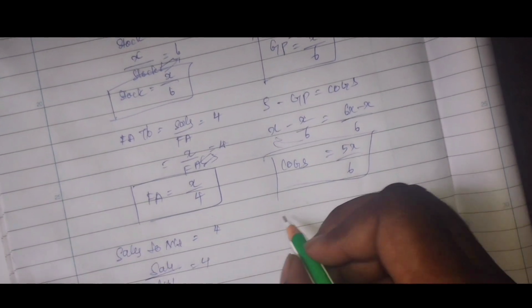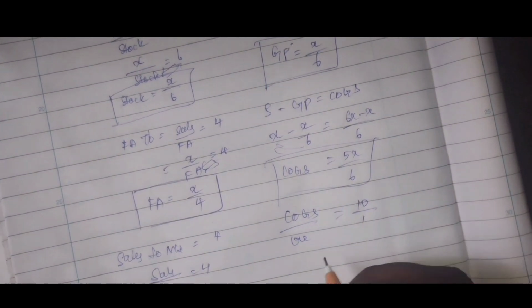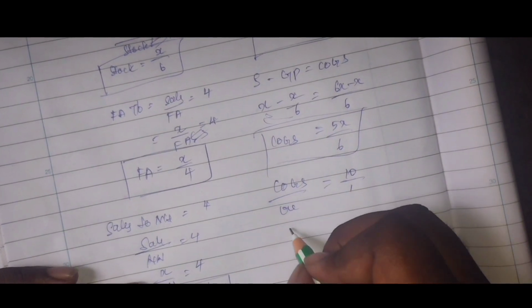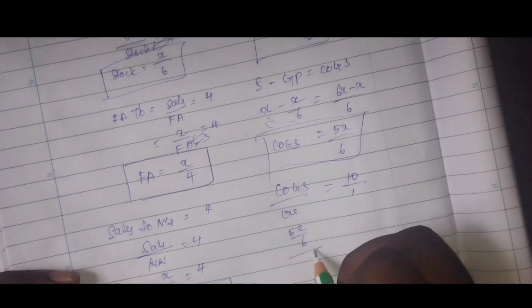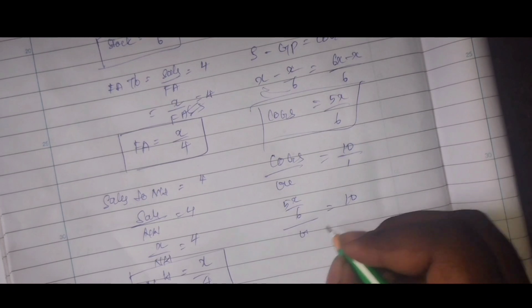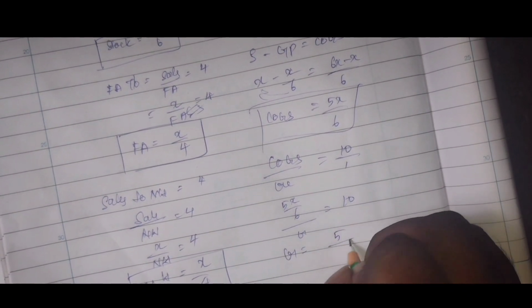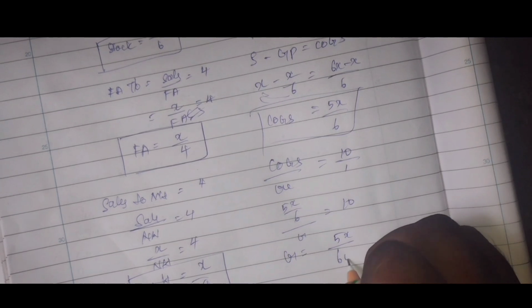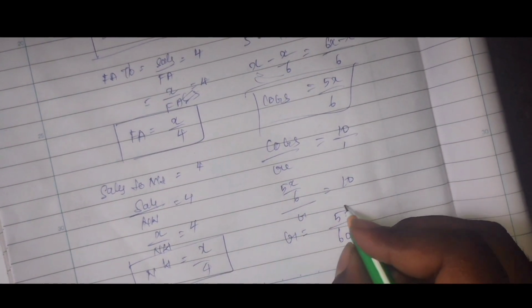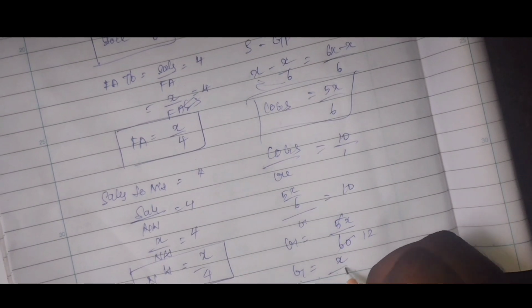With the help of this, we can calculate creditors. Cost of goods sold by creditors is equal to 10 by 1, which is 10 is to 1. Then cost of goods sold is 5x by 6, divided by creditors, is equal to 10. When we cross multiply this, creditors is equal to 5x by 60. Then when we cancel this, creditors is equal to x by 12.